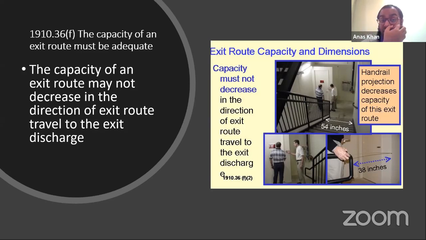The capacity of the exit route may not be decreased in the direction of exit travel. Sometimes your exit route is very broad, but your exit door is very thin. So what will happen is that people will come and get stuck, what we call bottlenecking. There is a lot of space, but when they want to get discharged, it is not possible easily. That's why the capacity of the exit route should match your exit discharge.